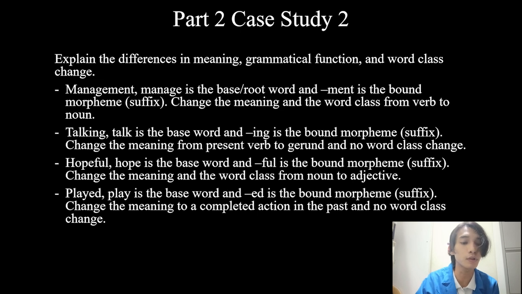The third one is hopeful. Hope is the base word, and ful is the bound morpheme, a suffix. It changes the meaning and the word class from noun to adjective. And the last one, played. Play is the base word, and ed is the bound morpheme or suffix. It changes the meaning to a completed action in the past, and there is no word class change.